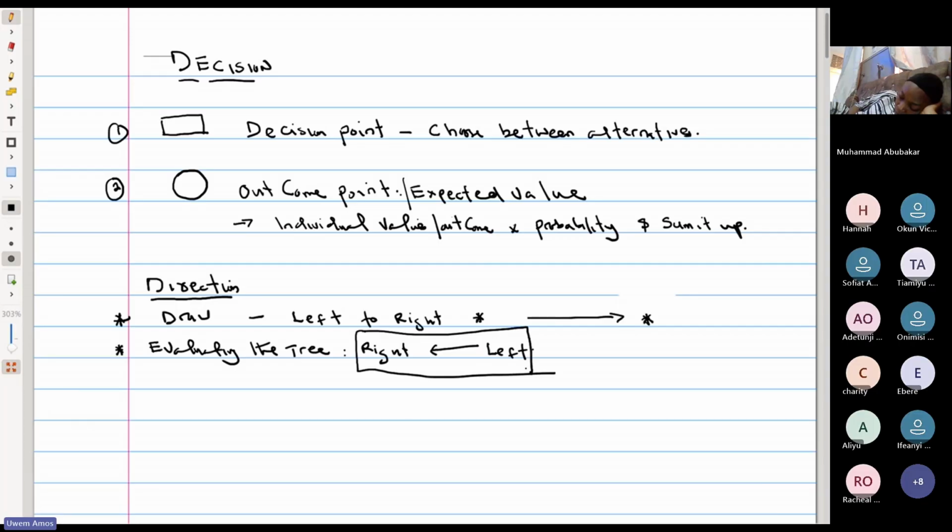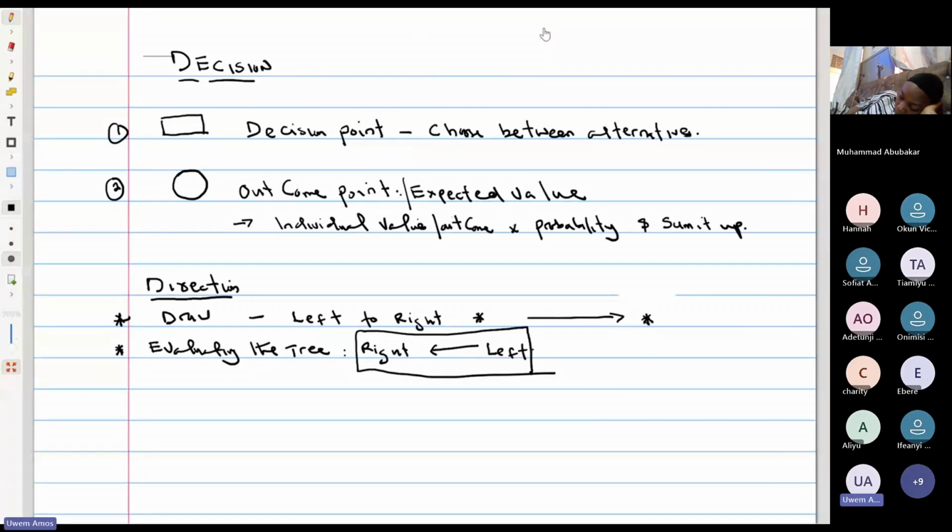So guys, these are the 4 key things you should know when it comes to decision tree: the decision point, the expected outcome, how we draw the tree, and then how we evaluate the tree at the end of the day. Okay. With that said, let's get right into a practice question on decision tree.